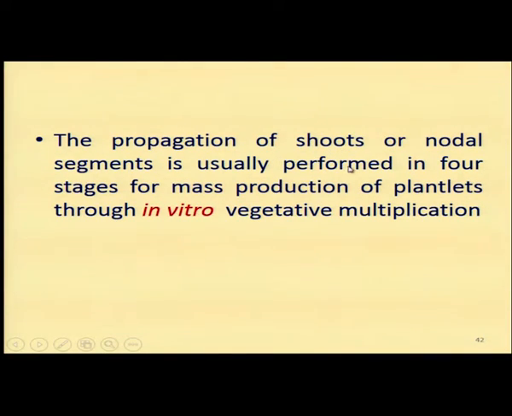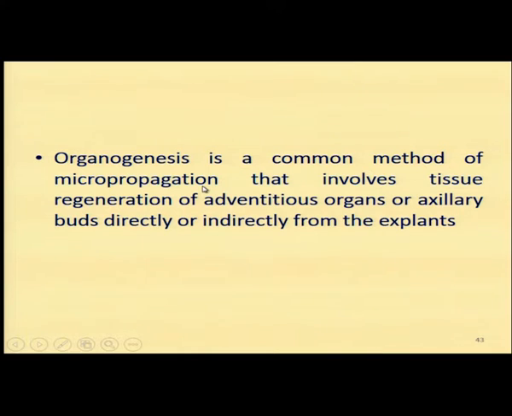So the propagation of shoots or the nodal segments is usually performed in 4 stages for the mass production of plantlets through in vitro vegetative multiplication. There are 2 methods here. One is organogenesis, whereby you ask the explant to give rise to an organ. The other one is direct plant regeneration. So this organogenesis is a common method of micropropagation that involves in the tissue culture pathway, and it also involves the tissue regeneration of adventitious organs or axillary buds, and these are either direct formation or indirect formation from the explant.